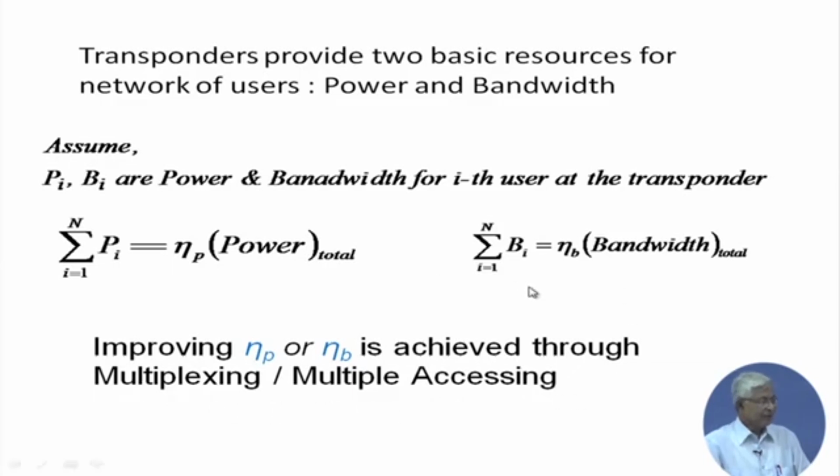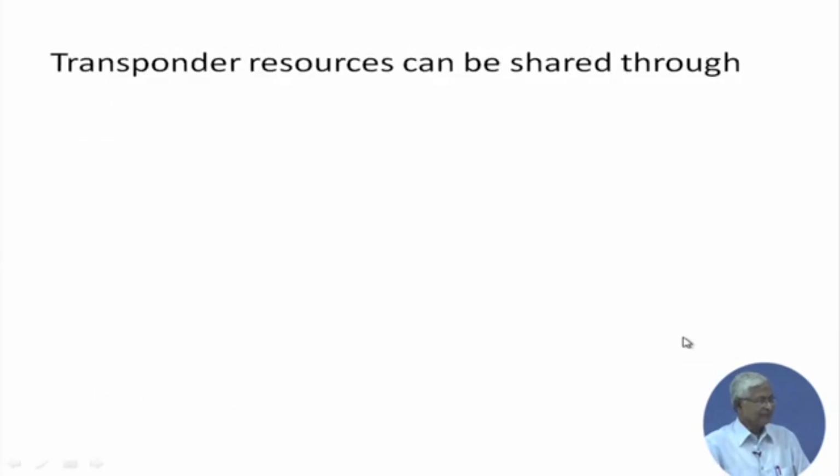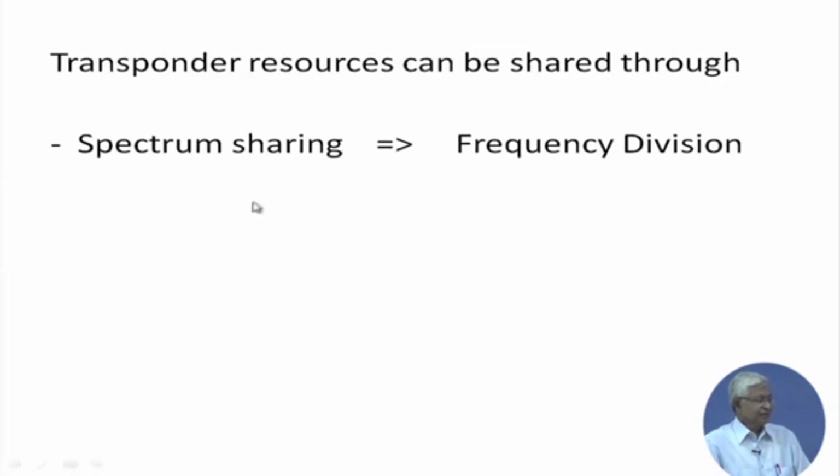So, that is the issue. I have shown in terms of power and bandwidth, it can be done in other parameters also. The transponder resources can be shared through many ways. If we share the spectrum, that is bandwidth, it is called frequency division.